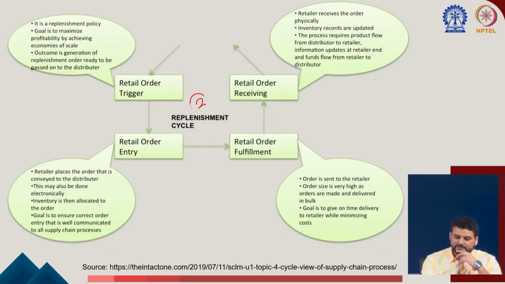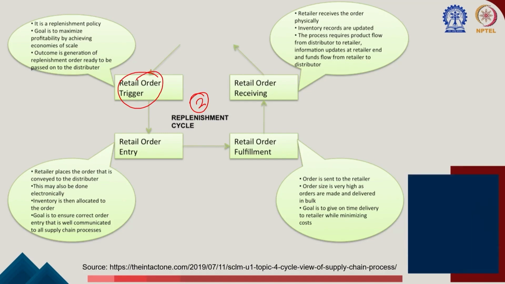Second is replenishment cycle. How it happens between the retail and distributor. Now retail order is triggered, right, because customer purchased the order. So he will place the order with the distributor, again the retail order entry.